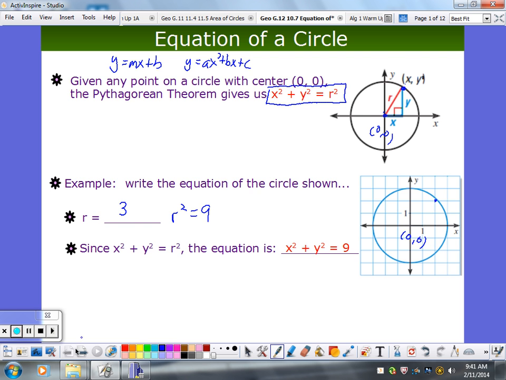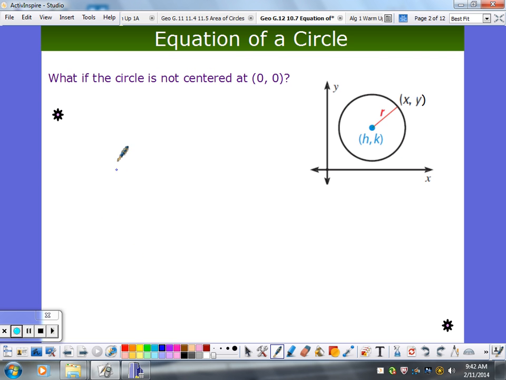Sure, yeah, what's the catch? Careful. All right, what if the circle is not at 0, 0? So that's the catch. You're not always centered at 0, 0. So I'm going to pick this point here, I'm calling it h comma k, and that's the center of my circle. So I want to find the same idea.